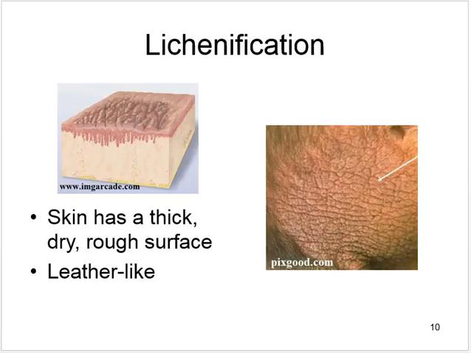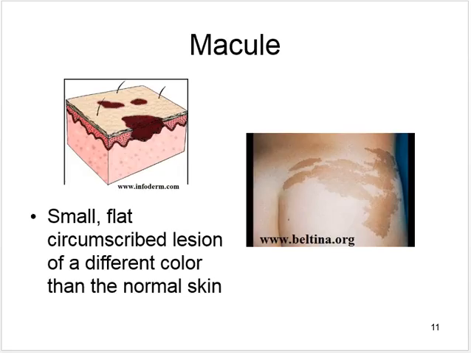Lichenification. The skin has a thick, dry, rough surface, and it's leather-like. It's right there. A macule is a small, flat, circumscribed lesion of a different color than normal skin. And if you have a lesion that's circumscribed, it means it has a definite border. Some examples of this are freckles and flat moles.